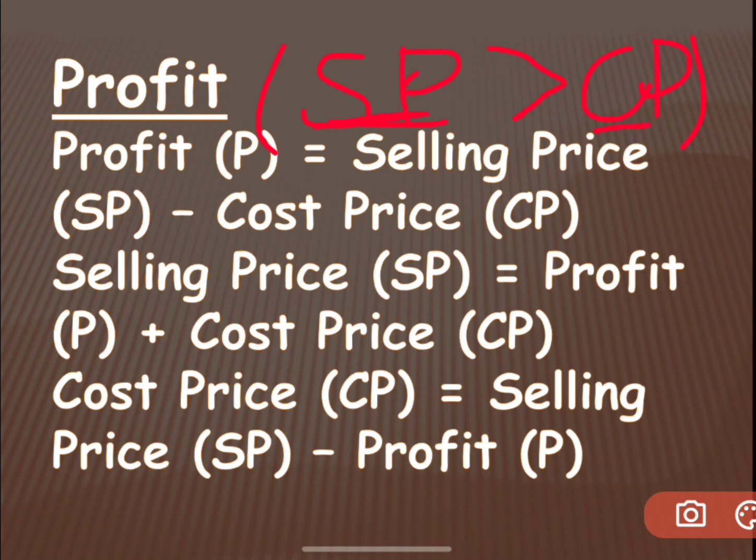Okay, now let's see the loss. So when will you get loss? When selling price is less than cost price. So the amount you spent on the thing will be more when compared to the amount you got when you sell it. Okay, selling price will be less than the cost price. Okay, children.